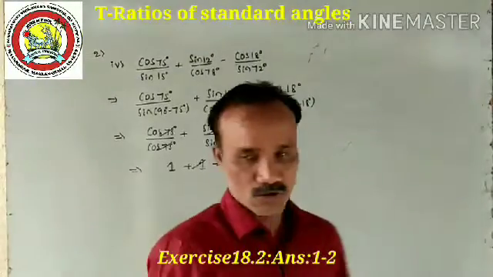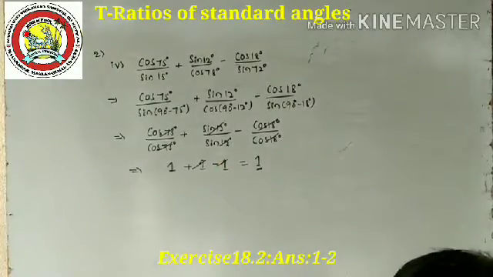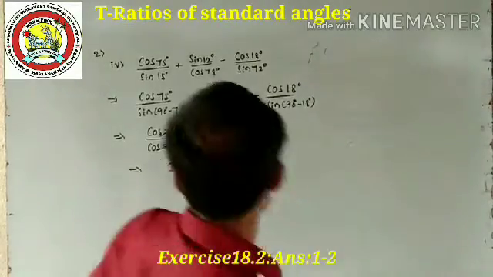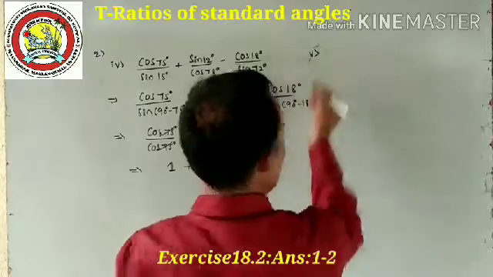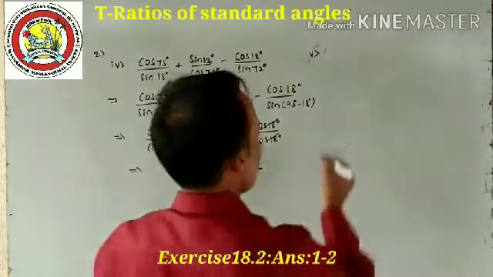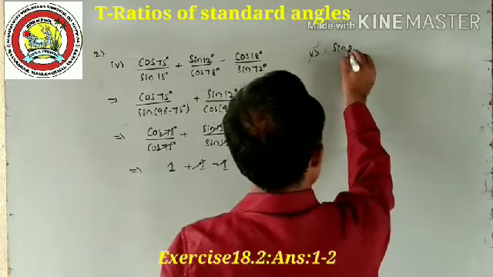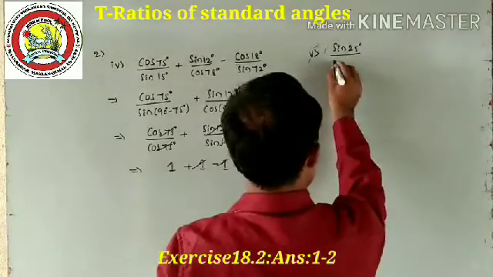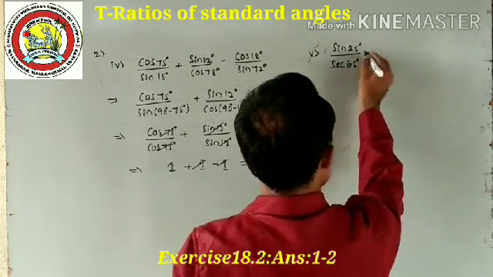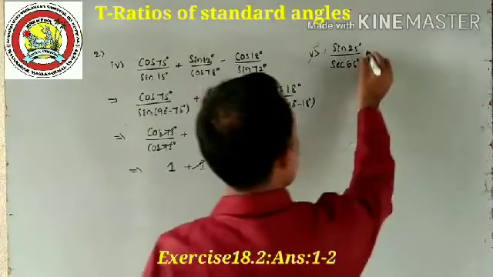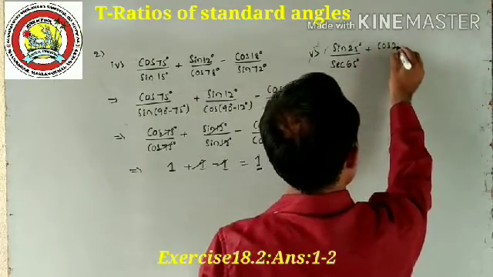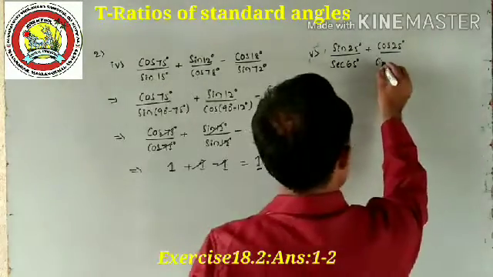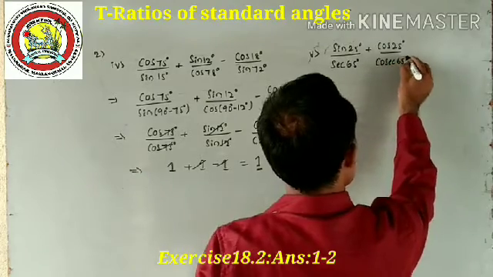Okay. So this is about second main, question number 4. Now one more question remaining in this Roman, that is the fifth one. Second main, fifth one. Sine 25 degrees divided by secant 65 degrees, plus cos 25 degrees divided by cosecant 65 degrees.